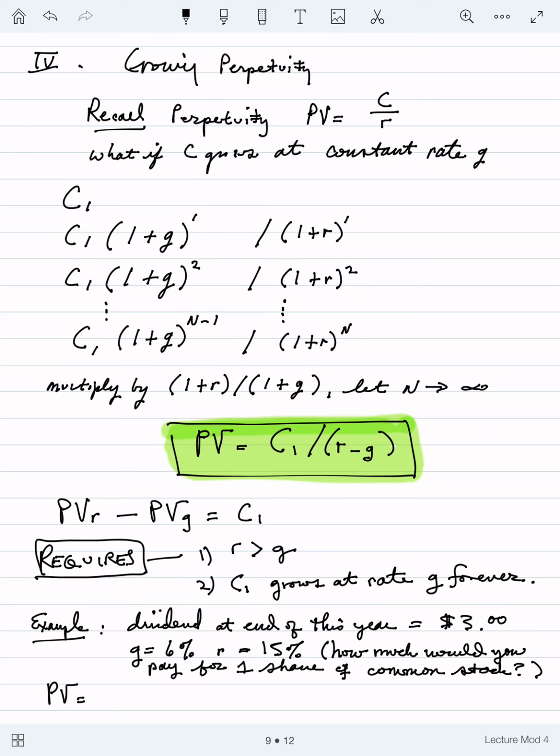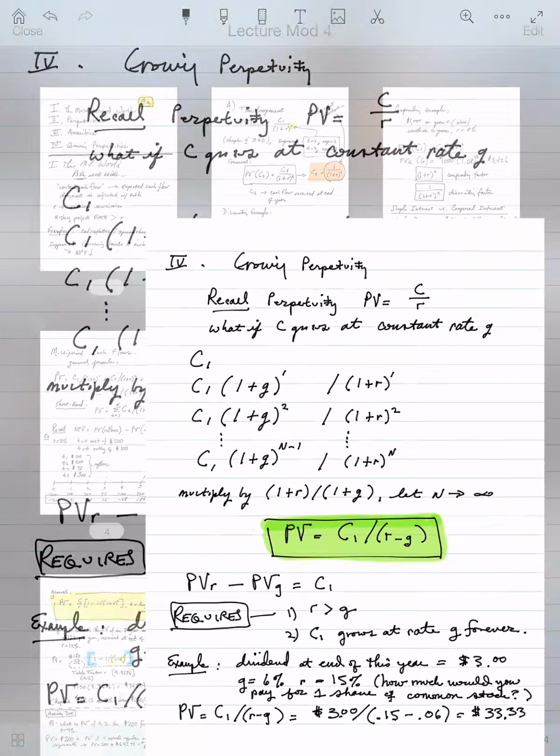Okay, so present value is the first year cash flow over r minus g. You got $3, and that's over 15% rate for r, 6% for your growth rate. And you can double check this with the calculator, right? This runs $33.33. You just did something which we call valuing a financial security.